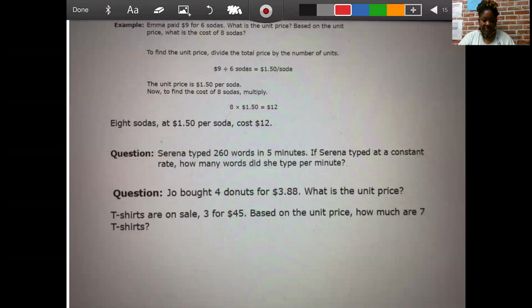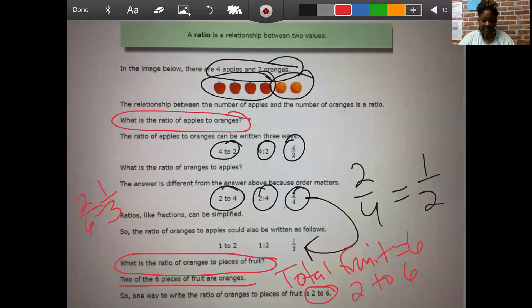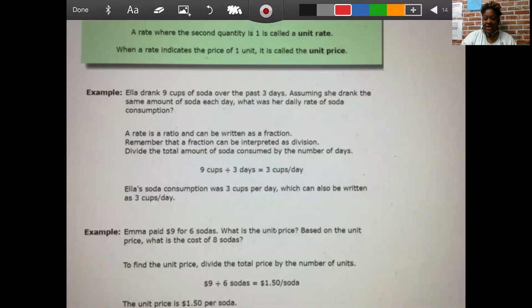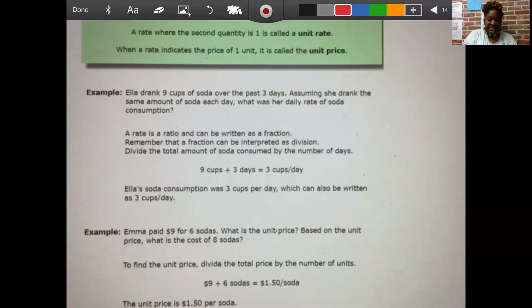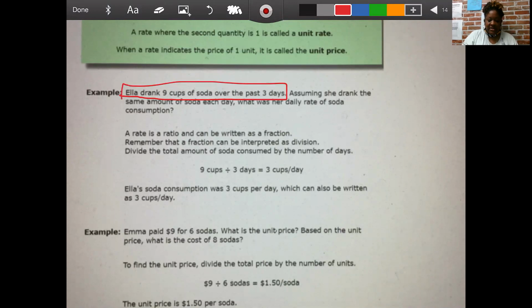Okay, and unit rate will be the last part of the ratios. So just like what we just did, we compared ratios and we simplified it. This is the same thing. Ella drinks 9 cups of soda over the past 3 days. Assuming she drank the same amount of soda each day, what was her daily rate? Daily rate. So 9 cups divided by 3 days is 3 cups per day.